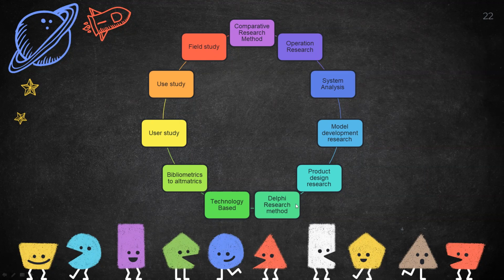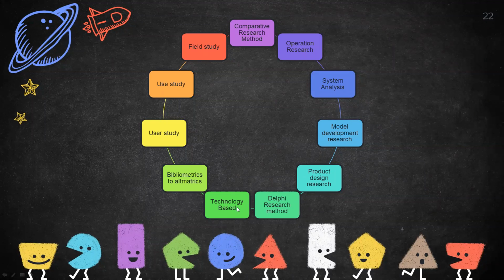The next method is the Delphi research method. It is useful for predicting the future course of action or future course of development in a given area. The Delphi researcher gathers data through the experiences of senior professionals, analyzes it, and sees how these opinions predict the future research or future course of action.